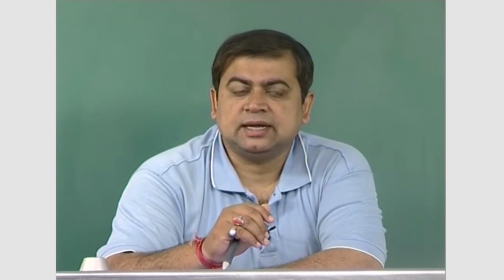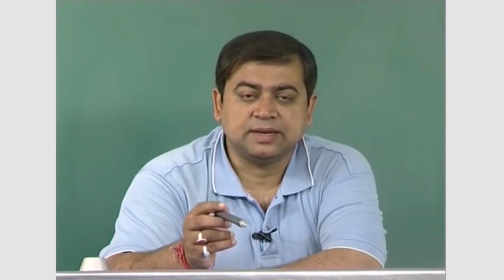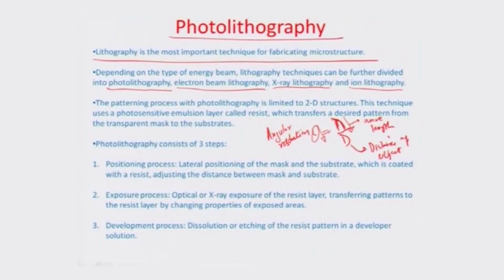So, this technique uses a photosensitive emulsion layer called resist, as I mentioned before. It transfers the desired pattern from the transparent mask to the substrate. There are three steps in photolithography. One is the positioning process, where the lateral positioning of the mask and the substrate coated with the resist is made, adjusting the distance between them. Then there is an exposure process, where the optical or X-ray exposure of the resist layer is made, transferring the patterns from the mask surface to the resist layer by changing the properties of the exposed areas.